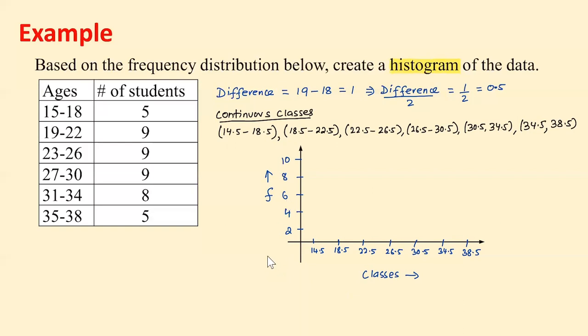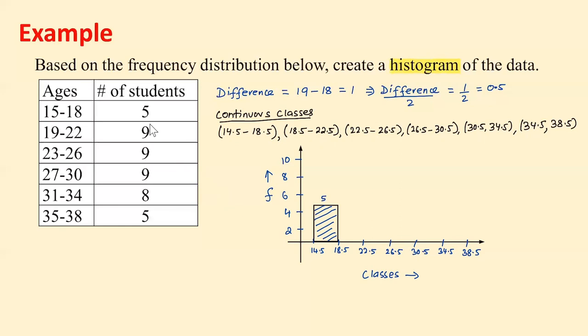Now what we have to do is draw the bar to represent each of these frequencies for the class. So for the first class, we have to draw a bar of height 5. So from 14.5 to 18.5, the frequency is 5. So we draw a vertical bar of height 5 like that. So this one represents the first class with frequency 5.